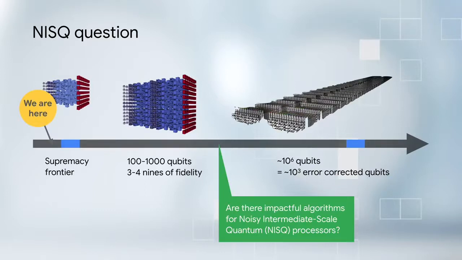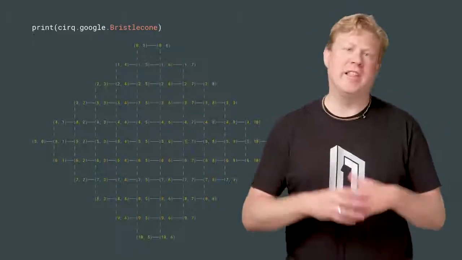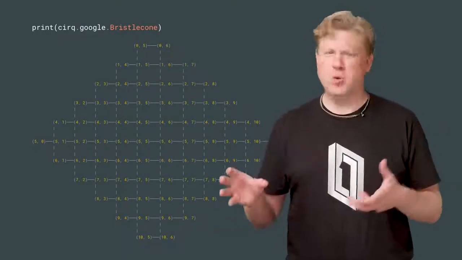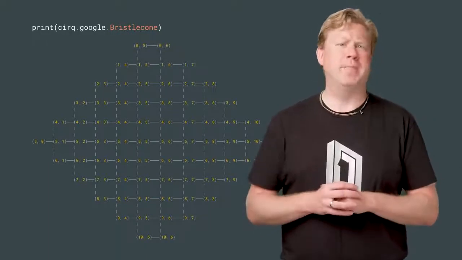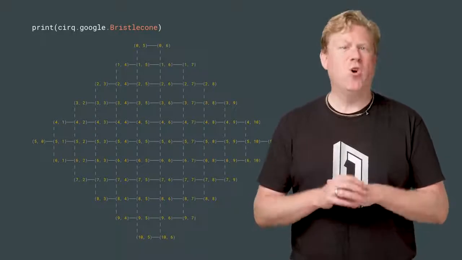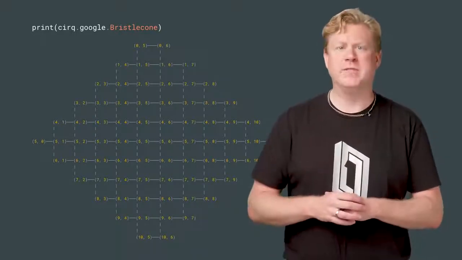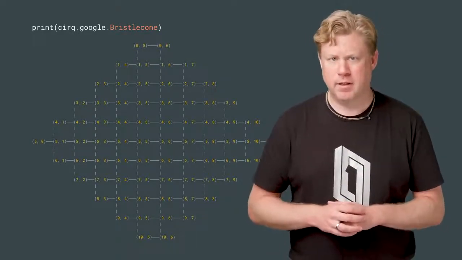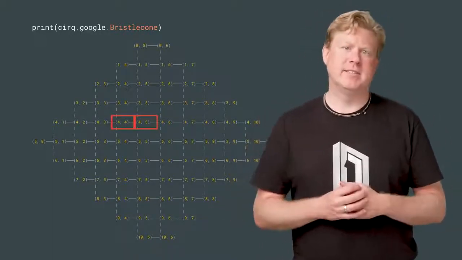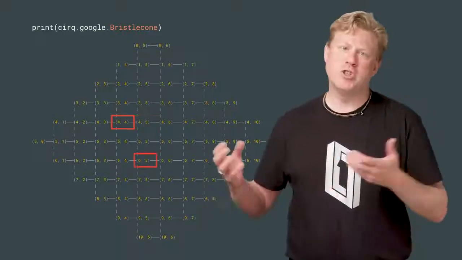In Cirq, this is captured by device objects. Here is the device object for our Bristlecone device. Printed out, it gives a representation of the layout of the qubits on the device. We see that it is a strange grid of qubits. The qubits are represented by pluses. The lines between the qubits represent the fact that only adjacent qubits can be subjected to a 2-qubit gate. For example, we can perform a 2-qubit gate between these qubits, but not these, which are too far apart to directly interact.